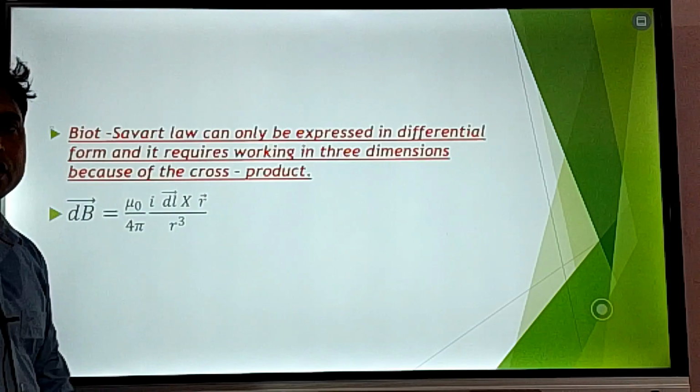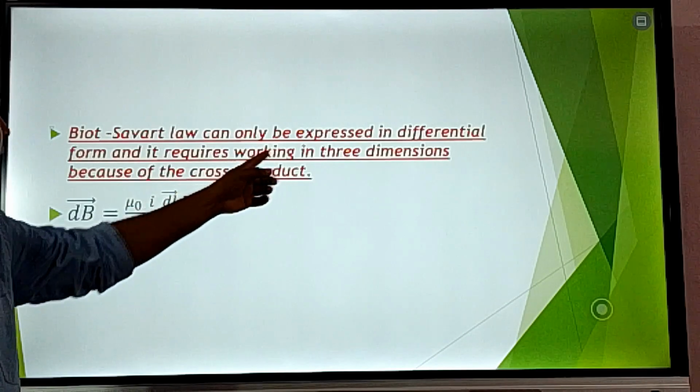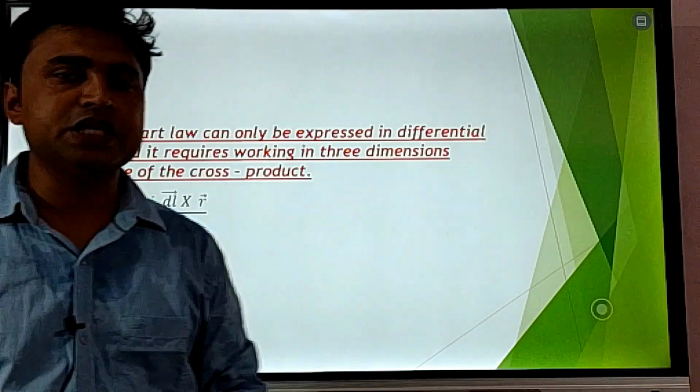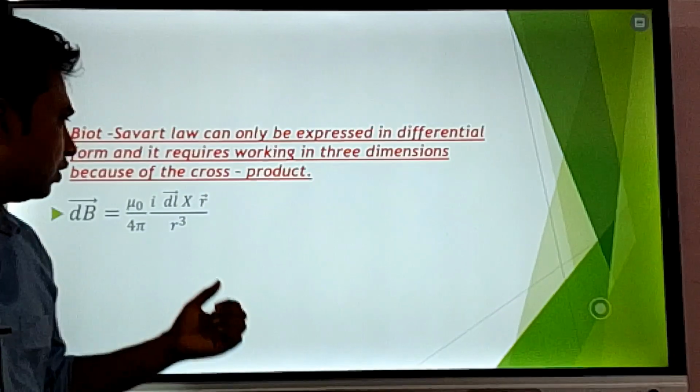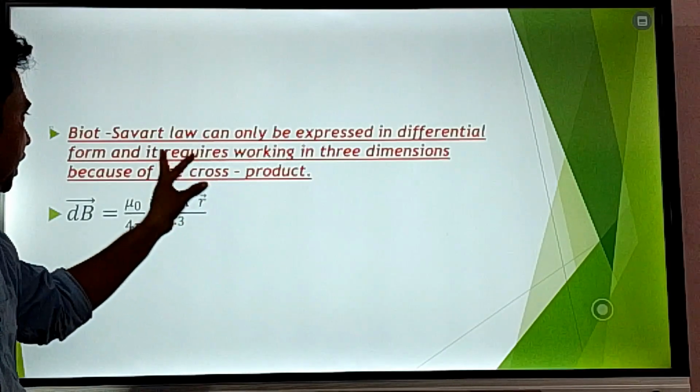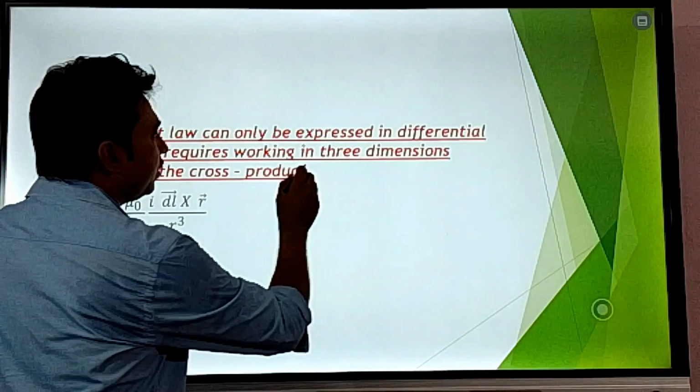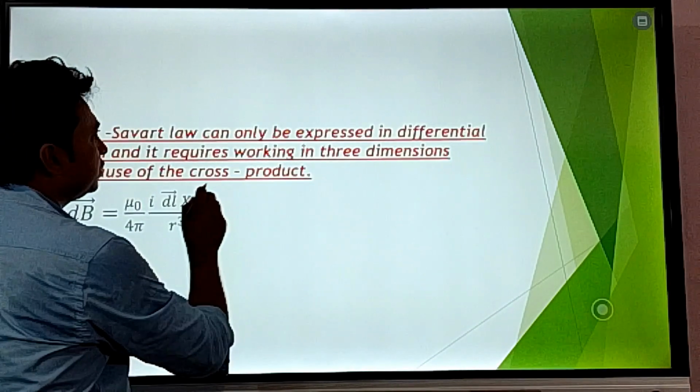So the Biot-Savart law can only be expressed in differential form. That's why we have dB equal to mu naught by 4 pi, I dl sin theta by r squared, in differential form, and it requires working in 3 dimensions because of the cross product.